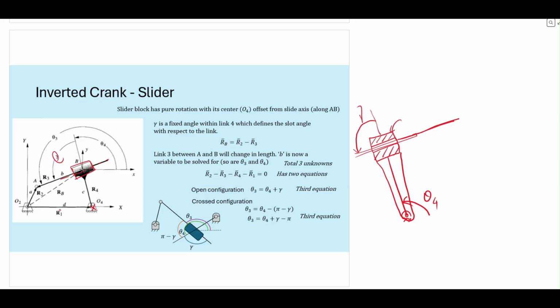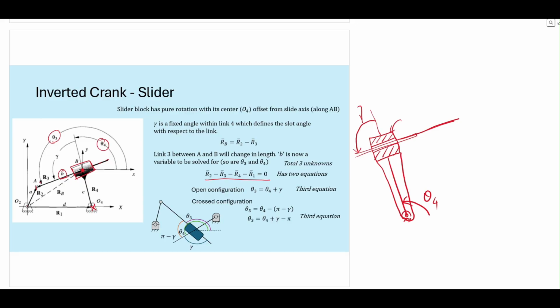We can always take from O a vector RB for this point, which can be defined as R2 minus R3. But link 3 is now changing in length. This is between point A and point B. So the value of B keeps changing as the mechanism is moving. So B is one unknown, theta 3 is another unknown, theta 4 is the third unknown. So we have in total 3 unknowns, but with loop closure, we have 2 equations. Real and imaginary parts of the loop closure equation will give us 2 equations. So we need a third one, and the third one comes by relating theta 3 and theta 4 through gamma.